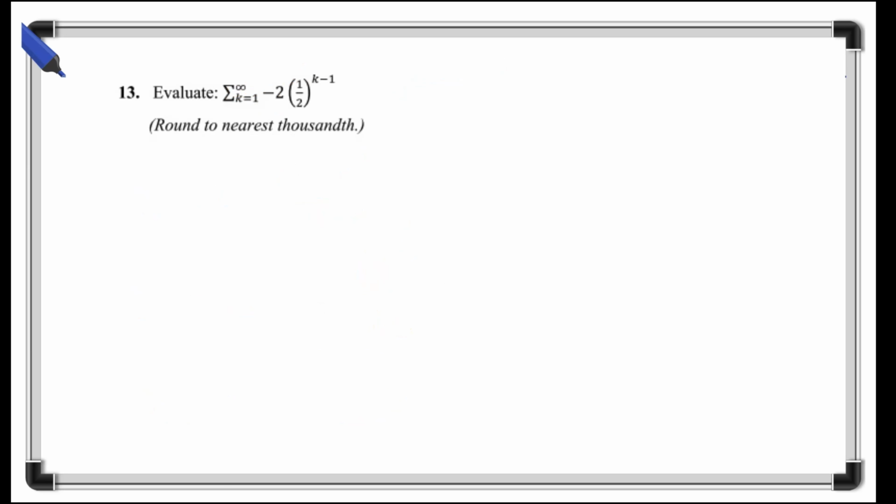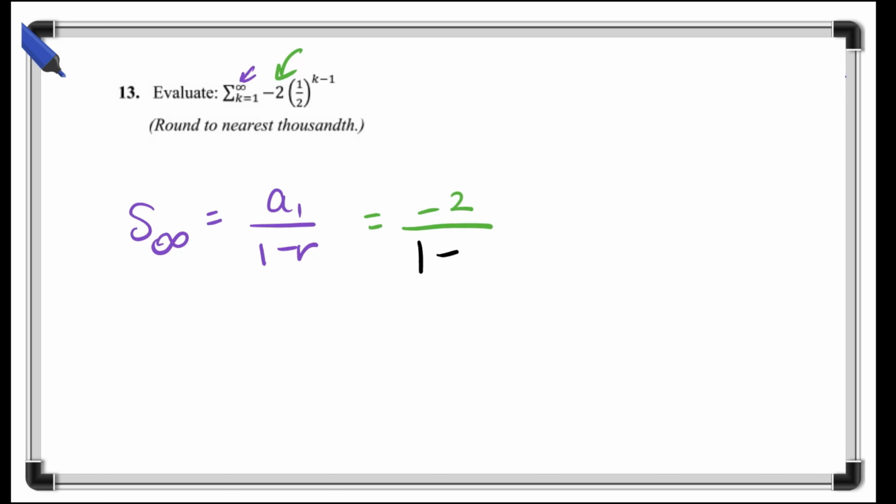Okay, here number 13, again a sum, but this is an infinite sum because you see an infinity here. So your formula is a sub 1 over 1 minus r. So what we're doing, our a sub 1 here is negative 2 over 1 minus your r value, which is 1/2. So my sum is going to be negative 4.